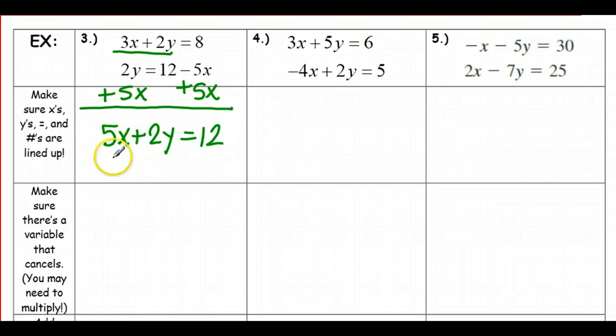So now, if I look at my two equations, 5x plus 2y equals 12, and 3x plus 2y equals 8, you will see that they are lined up. Our x terms, our y terms, and our constants. Okay, so that's step 1. Now we can move on to step 2.